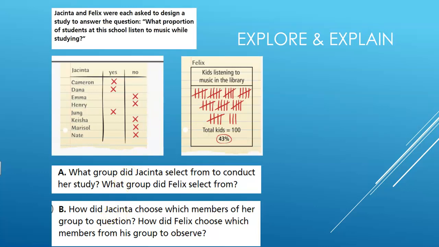Something to think about. We're going to look and see if there could possibly be a bias due to the way the people were sampled, or maybe how they were observed. So these are things to think about to see if these would give us accurate results to our question. Remember, the question is, what proportion of students at this school listen to music while studying? So think about that as we go on.